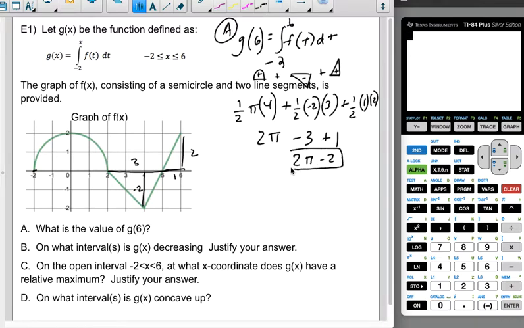So that's my answer to A, right? g of 6 is 2 pi minus 2. And you shouldn't plug a number in for pi. You should leave it as is.